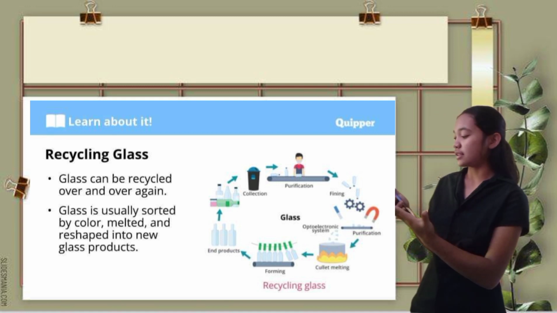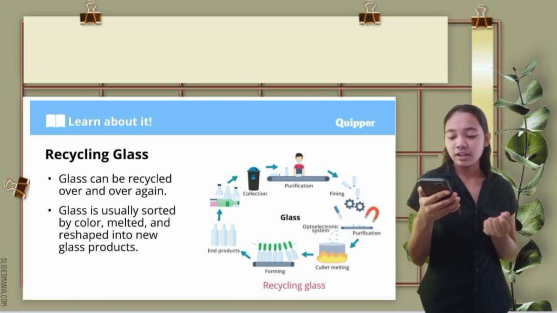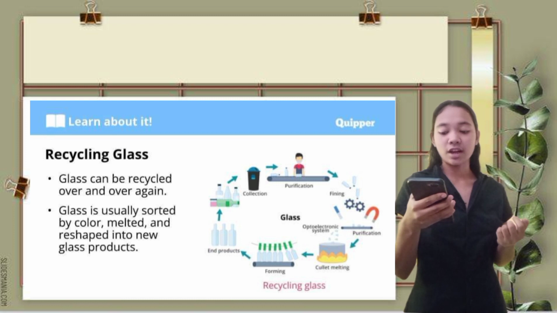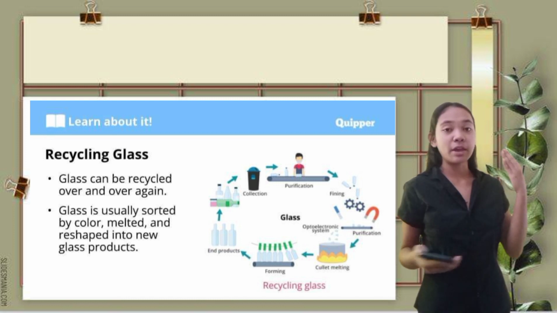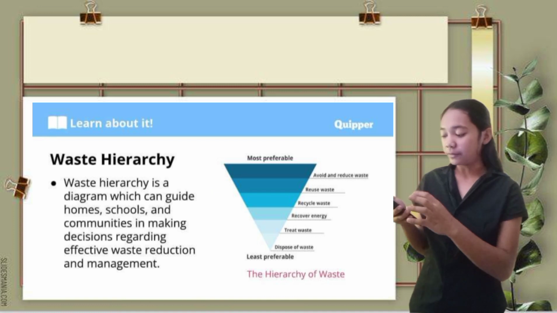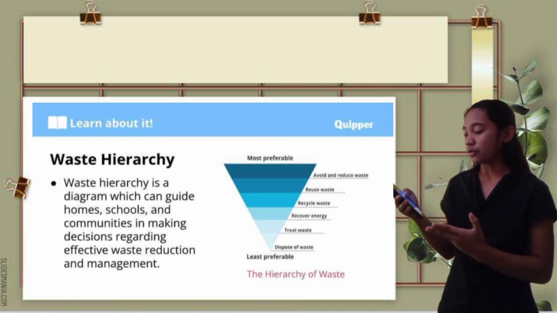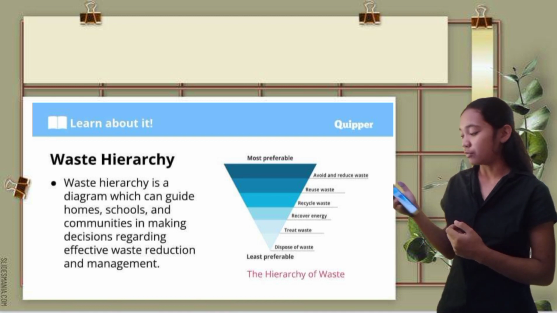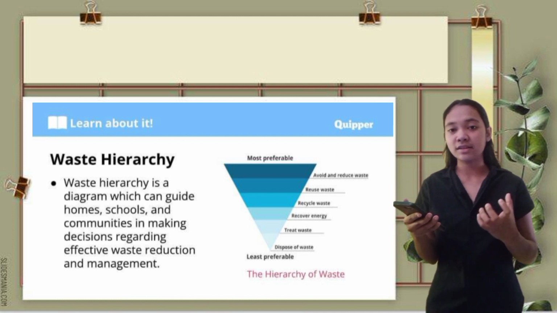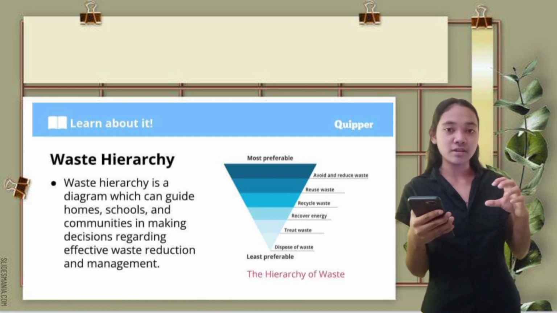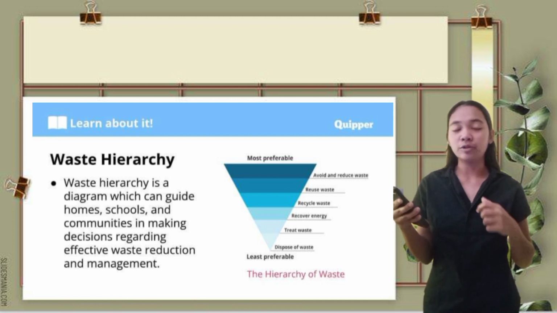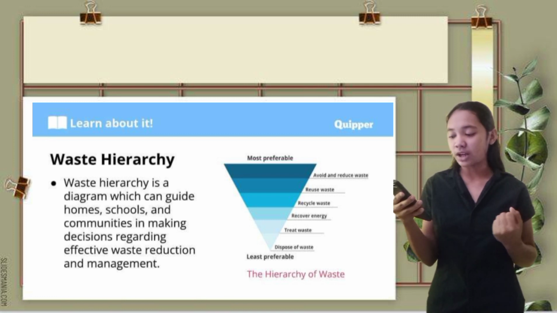So this is the waste hierarchy, which is a diagram that can guide homes, schools, and communities in making decisions regarding effective waste reduction and management. We have a pyramid here, the waste hierarchy pyramid. We have the most preferable at the top, then less preferable at the bottom. The most preferable means it is what we should prefer to do to get rid of the waste in our community, or to manage our waste.